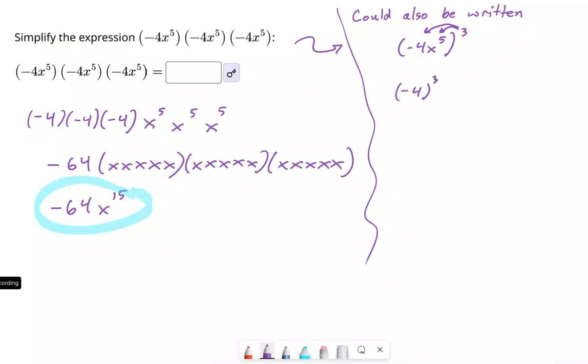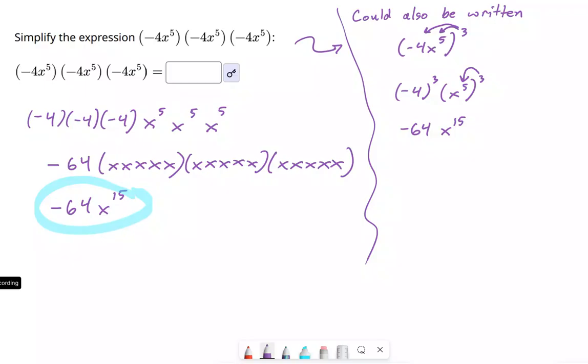We've got negative 4 cubed and x to the fifth cubed. And now we get our negative 64 again. And in this case, I'm just going to multiply the exponents together because that is an exponent acting on another exponent, which multiplies them. Okay, that's x to the 15th.